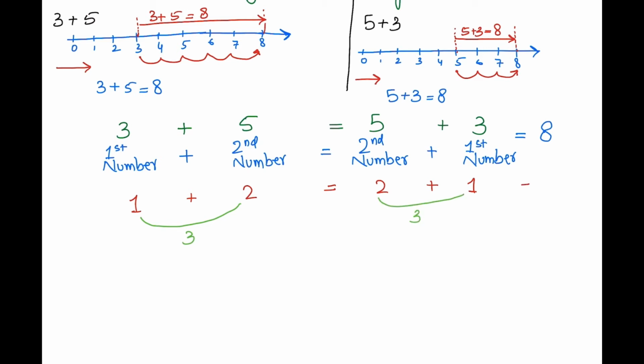Hence, the result of adding these two numbers is 3. Let's look at another example. 4 plus 5 should be equal to 5 plus 4. Now let's add these two numbers together. When you add 4 and 5, you will get 9. When you add 5 plus 4, you will also get 9. Hence, the result is the same, that is 9.